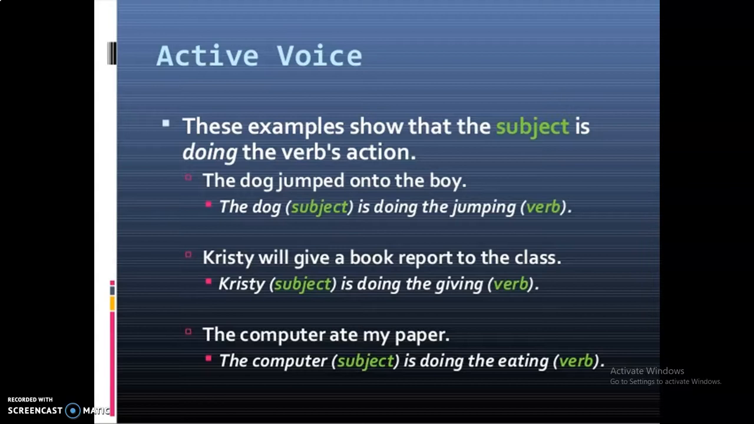The computer ate my paper. So the computer is the subject here, not the object. The computer is doing the eating. Okay. Just add what is that? Verb plus ing form.